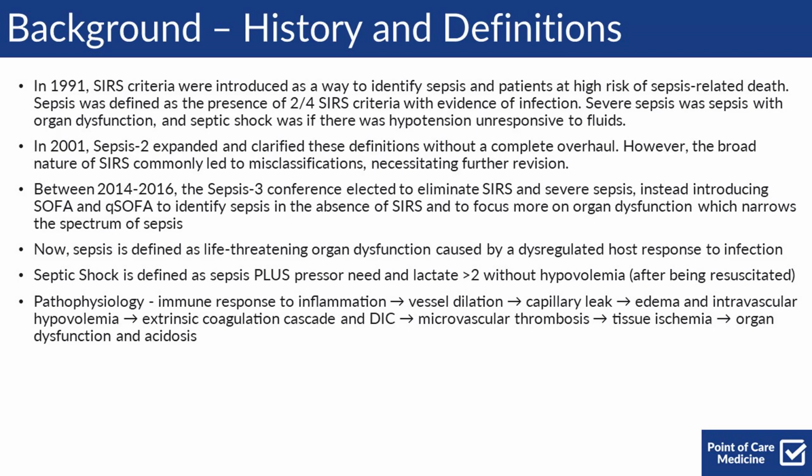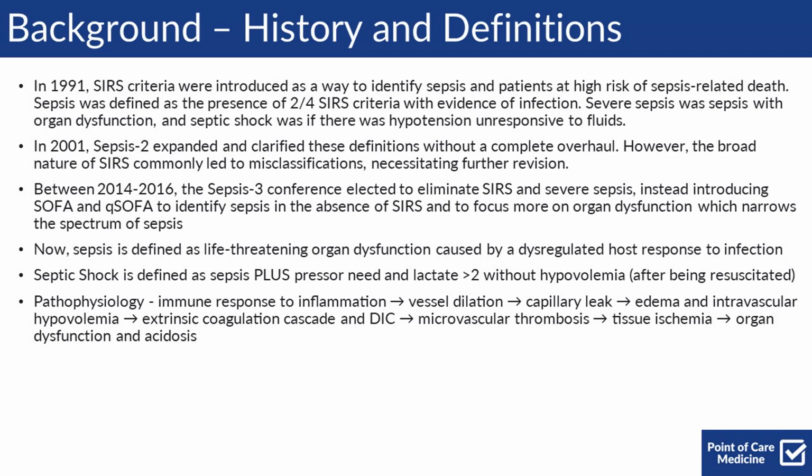In 2001, Sepsis 2 expanded and clarified these definitions without a complete overhaul. However, the broad nature of SIRS criteria commonly led to misclassifications necessitating further revision. Between 2014 and 2016, the Sepsis 3 conference elected to eliminate SIRS and severe sepsis, instead introducing SOFA and qSOFA to identify sepsis in the absence of SIRS and to focus more on organ dysfunction, which narrows the spectrum of sepsis. Now, sepsis is defined as life-threatening organ dysfunction caused by a dysregulated host response to infection.